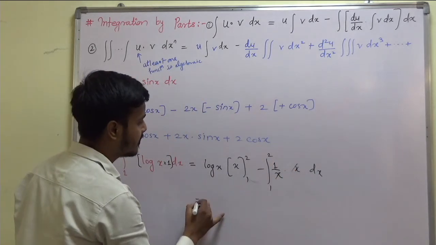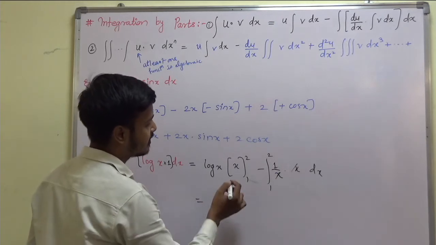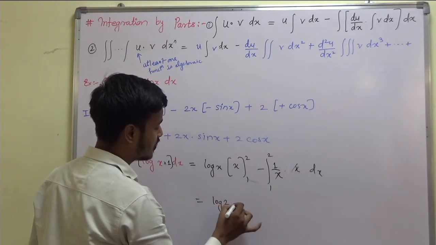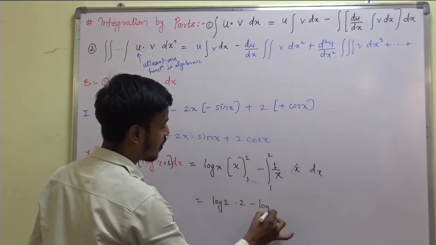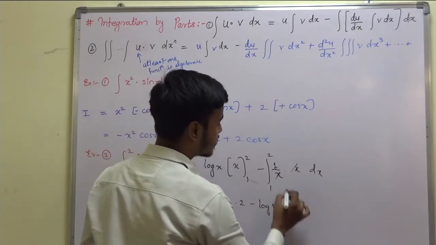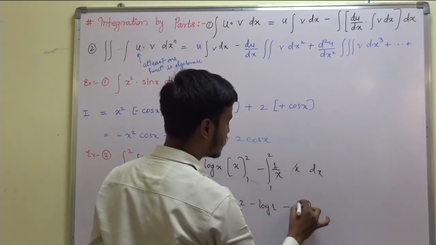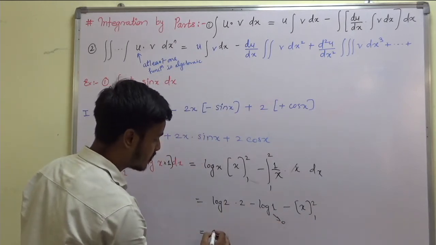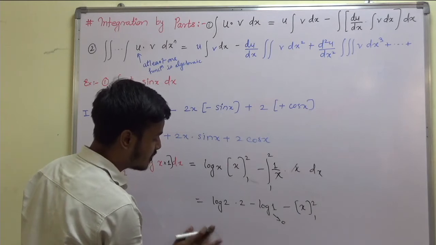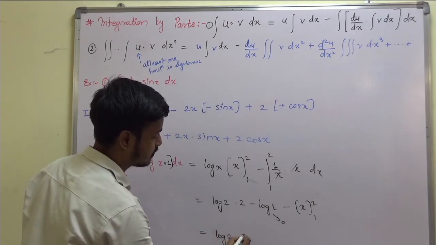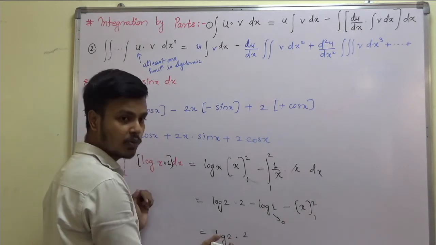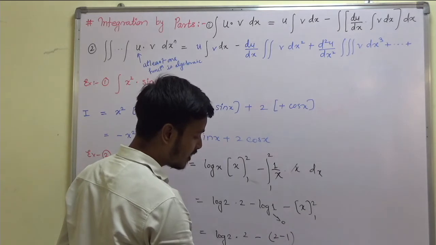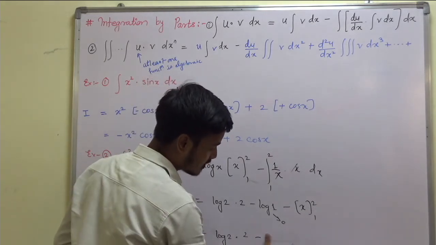Okay, so we remain with, in place of x you can put 2. So this is log 2 into 2 minus log 1 into 1 minus, what is the integration of 1? x, limits from 1 to 2. So log 1 is 0. So this is log 2 into 2. This is not log 2.2, this is log of 2 into 2 minus, here apply the limits, 2 minus 1 is 1. So this is 1.